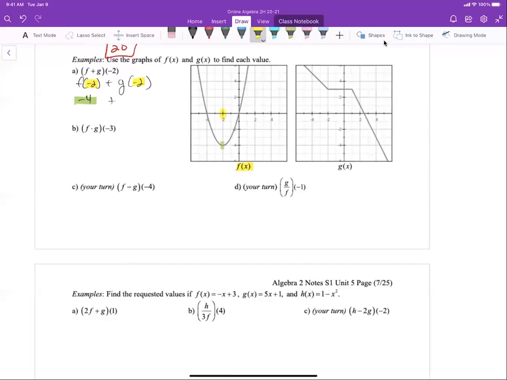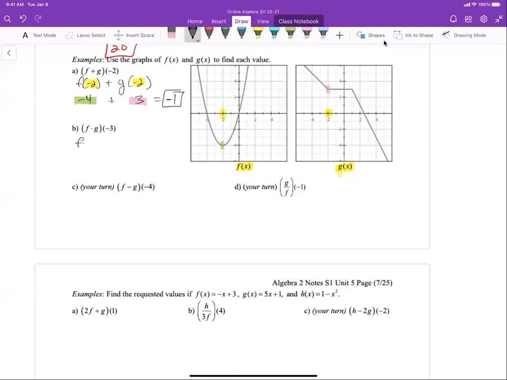So I've got to go to the correct graph of g of x. I go to negative 2 and I look at the output. Output, g of x is the output. That's a fancy way of saying y. And that output is located right there, and that will be a positive 3. So negative 4 plus a positive 3 gives me a negative 1, and that is my answer.